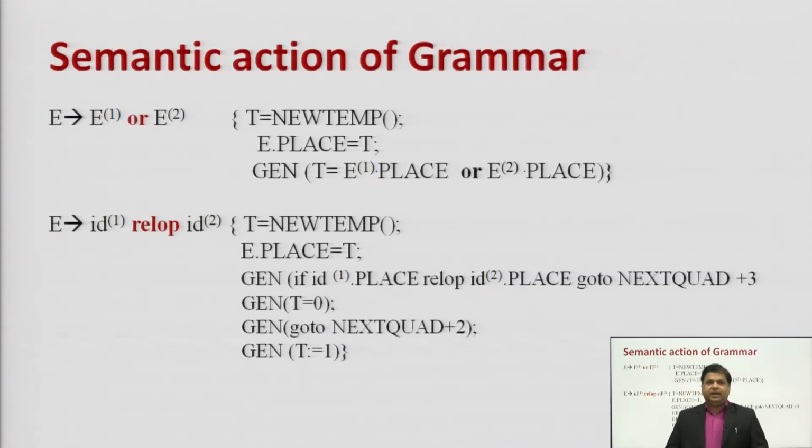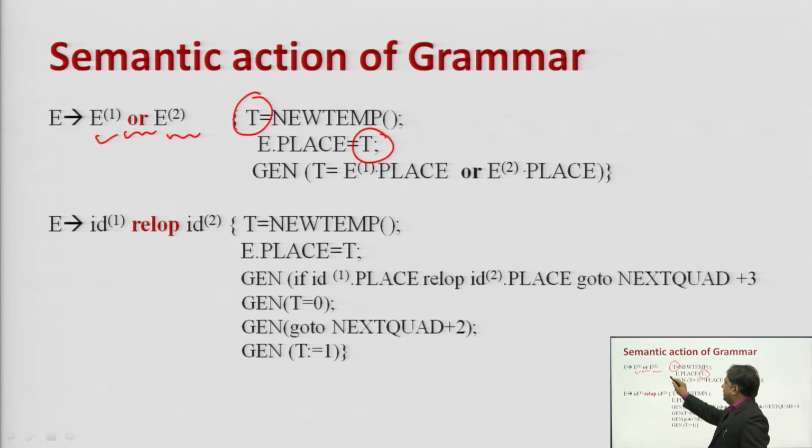So, these are the semantic actions of a grammar. For example, the grammar is like E derives expression 1 OR expression 2. Then how can I write the 3 address code for it? Simple, I generate a temporary variable t, then I assign the value of t to E dot place. The meaning of E dot place is very simple, do not take it as a confusing term. E dot place means the value of the expression E has been evaluated.